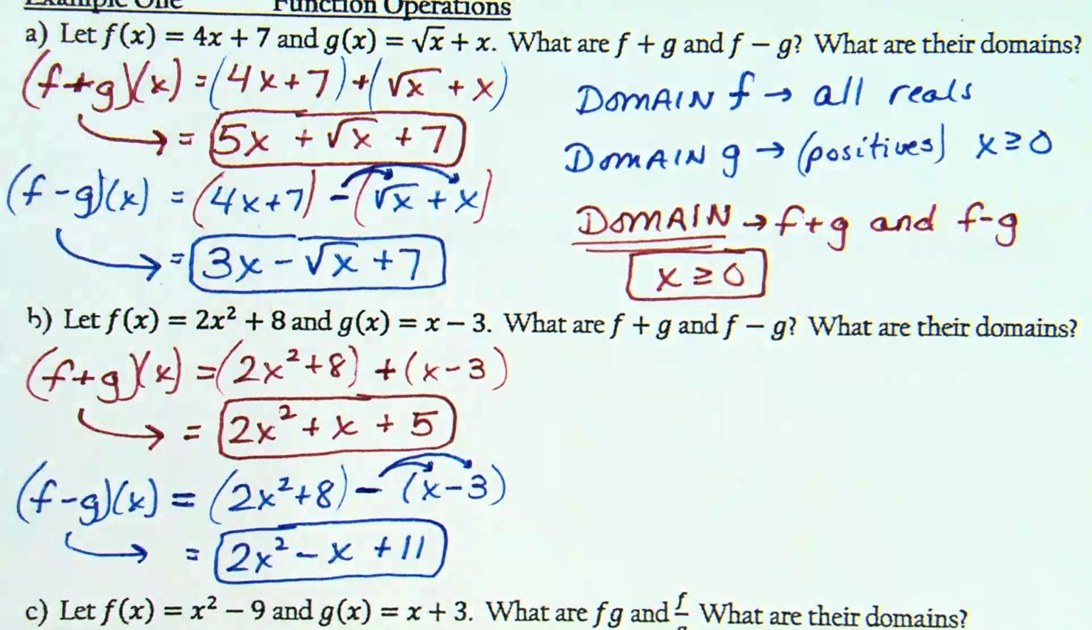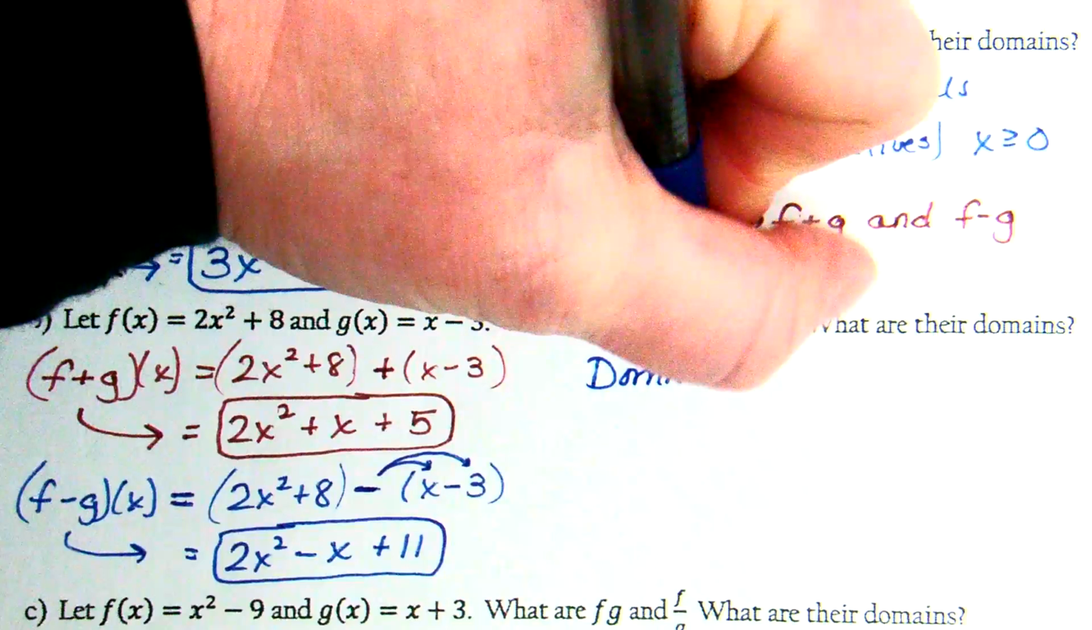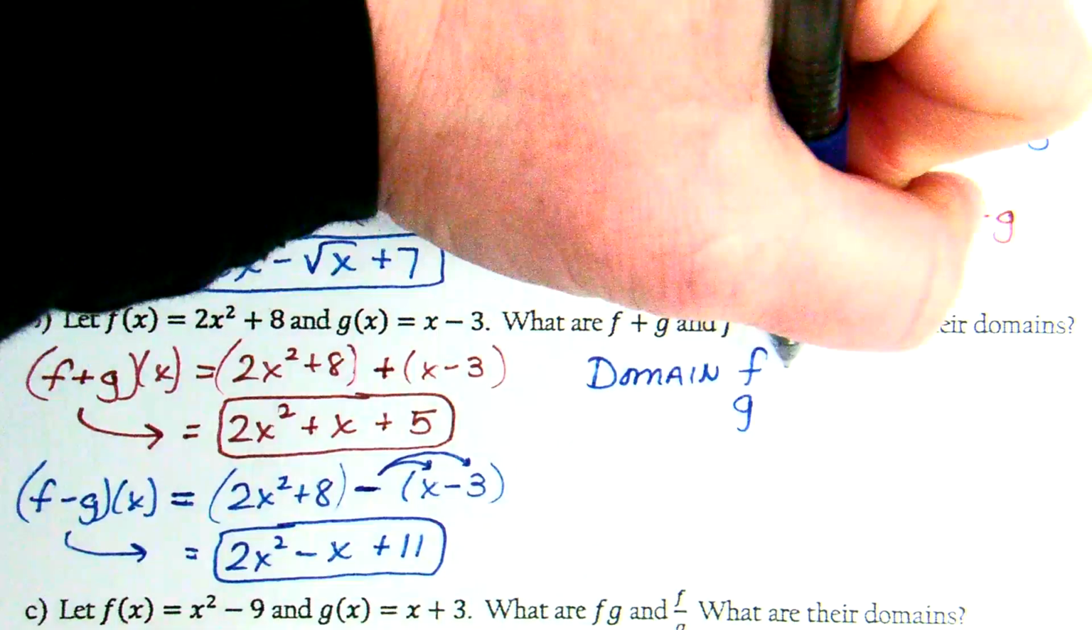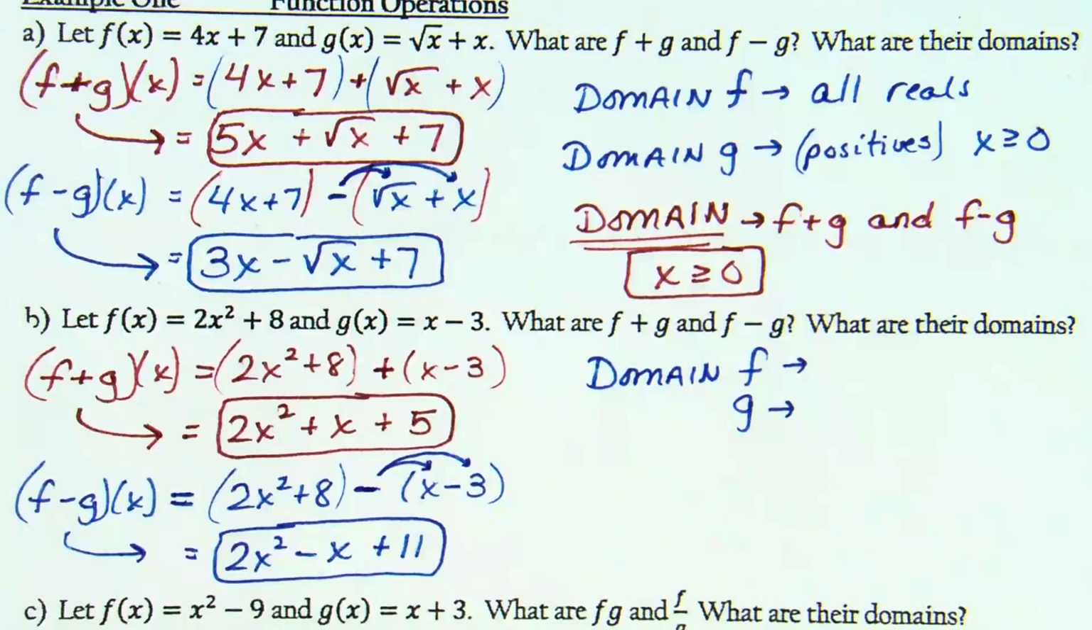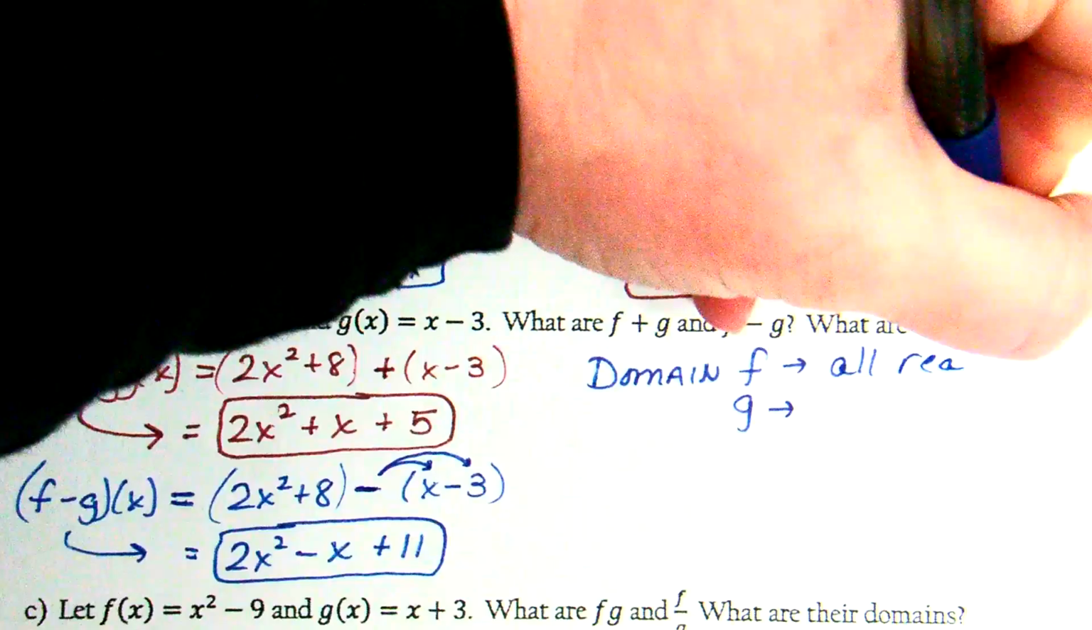Let's talk about domain again. And because I want you in the habit, we're going to talk about individually first. Think about f. Are there any numbers I need to exclude for f? F was 2x squared plus 8. Are there any types of numbers I can't put in there? You can take any number you want and square it, and then multiply it by 2 and add 8. So f is all reals.